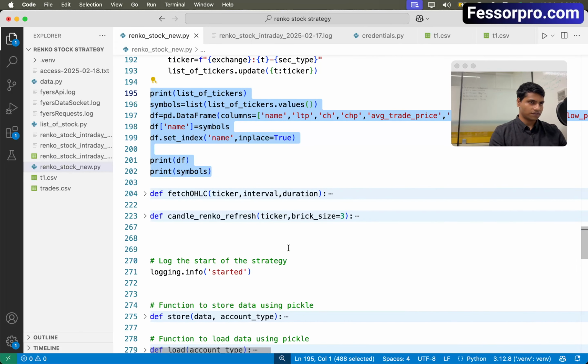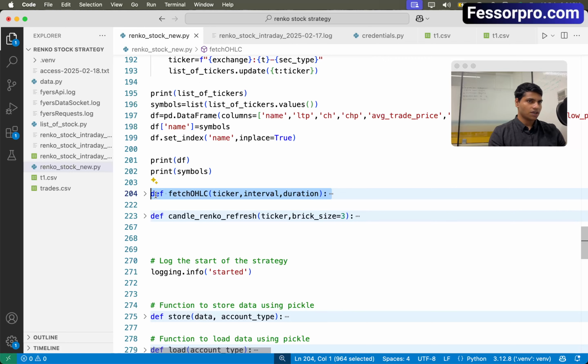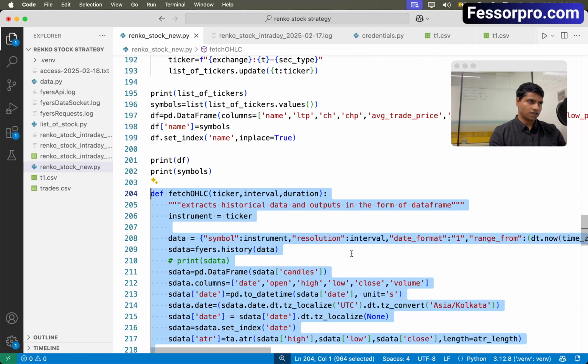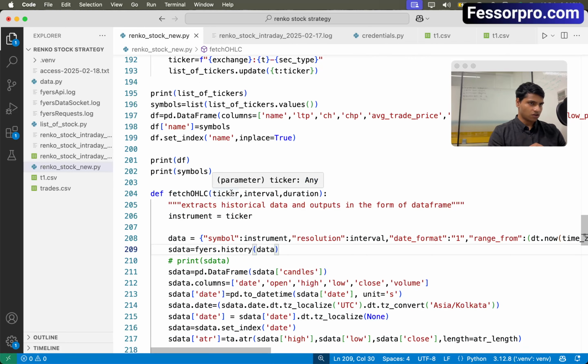Then I've created some functions. Let's go through all the functions. The first function is fetch OHLC. So fetch OHLC function will simply fetch the historical data. This will take three arguments. One is the ticker name, one is the interval, and one is the duration. Interval as in the candle size, like you want 1 minute data, 5 minute data, 15-minute data, and duration as in how much data you want, 1 day data, 2 day data, 3 days worth of data. So these are the three parameters you have to send.